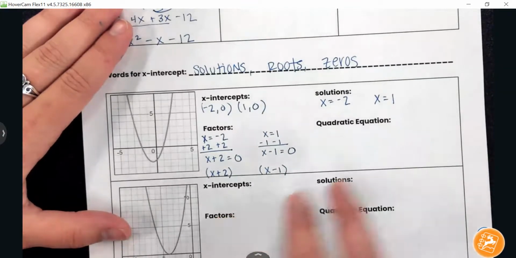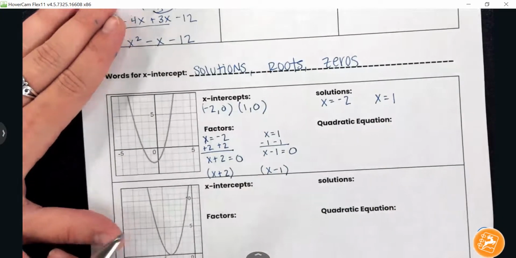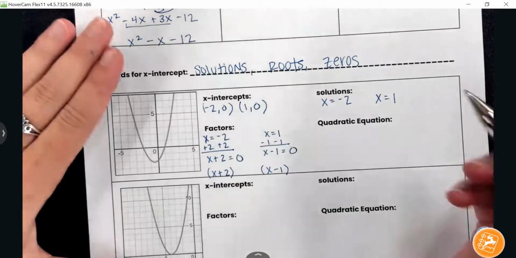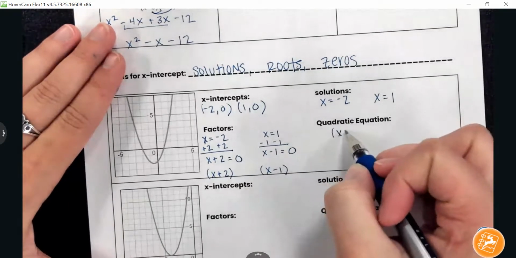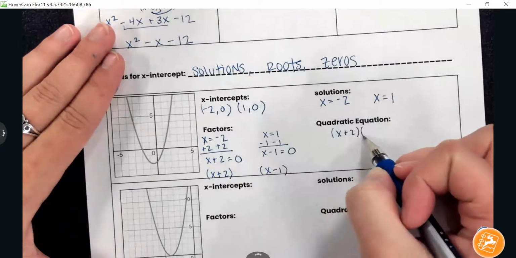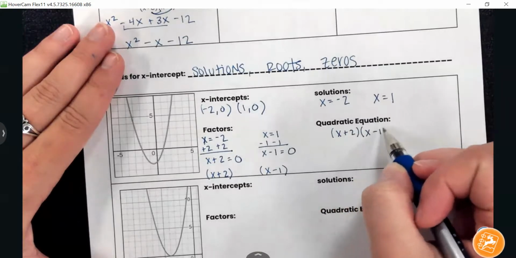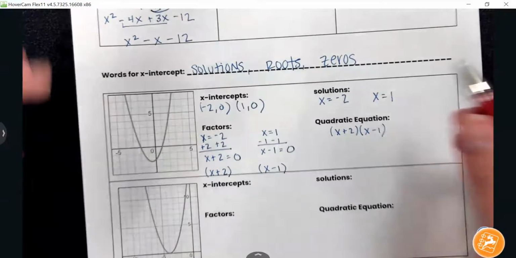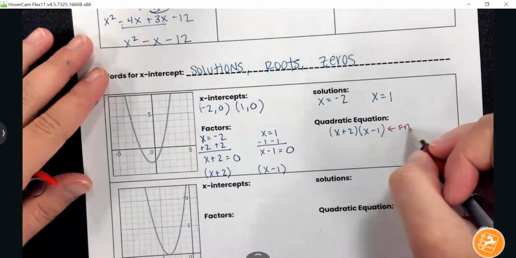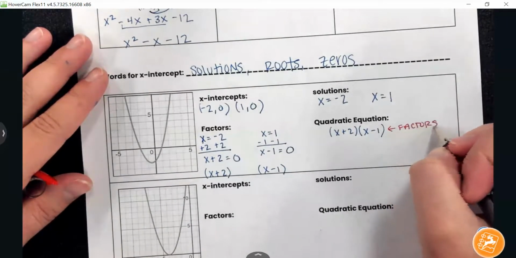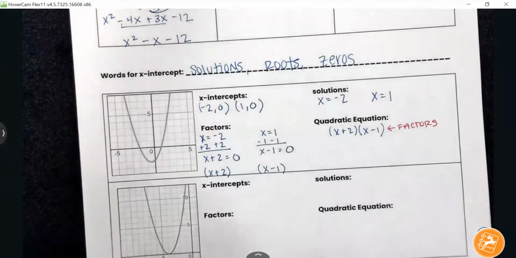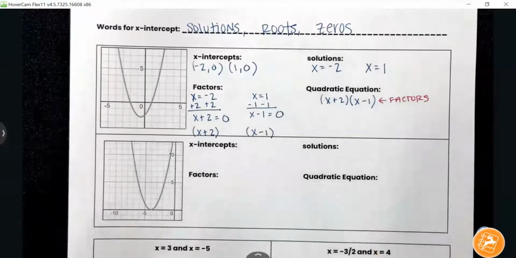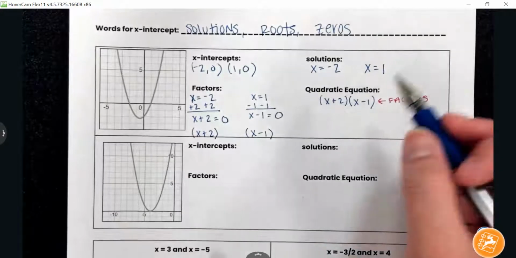Now I'm going to take my factors and multiply them together. So I'm going to have x plus 2 times x minus 1. If you want to, this would be a good place to write: these are called factors. That's what these are right there. Those are my factors. So let's multiply just like we did on the 3 problems above.